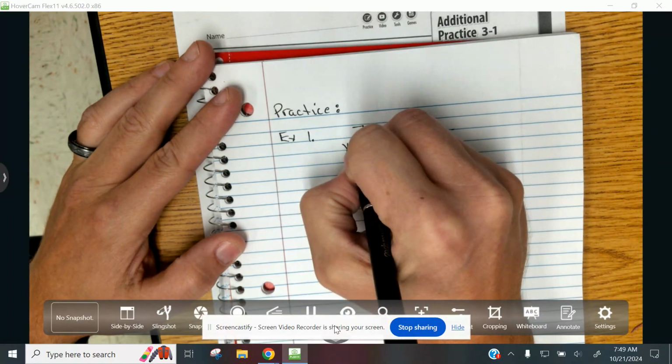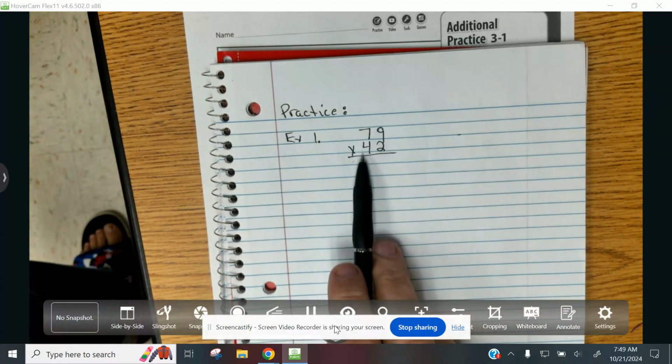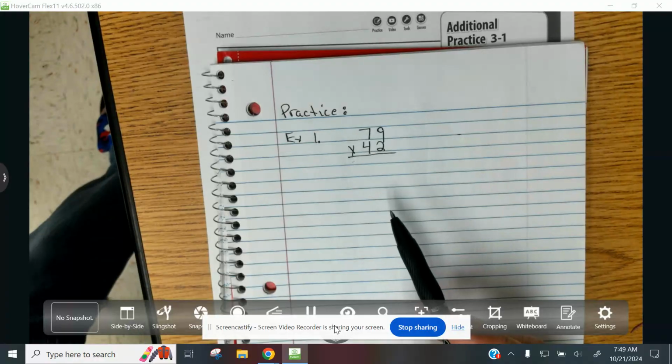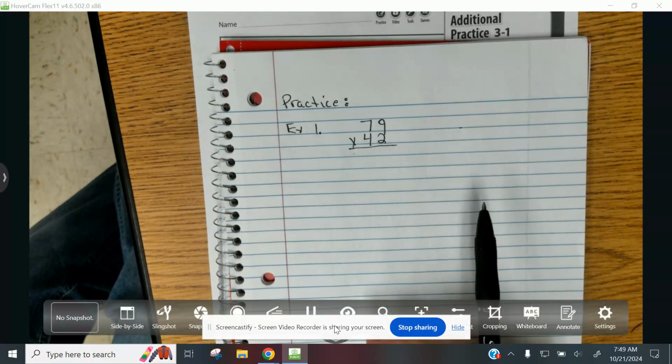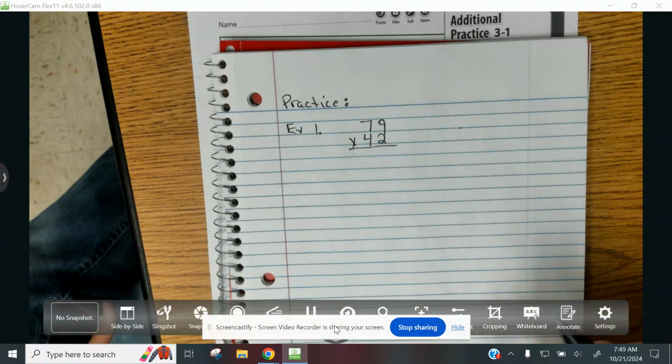79 times 42. Now, I will tell you, the larger the numbers are, the more digits, the more regroups, and the more regroups, the harder it gets. Okay? If you don't know your facts, your multiplication chart needs to come out. All right, so here we go.